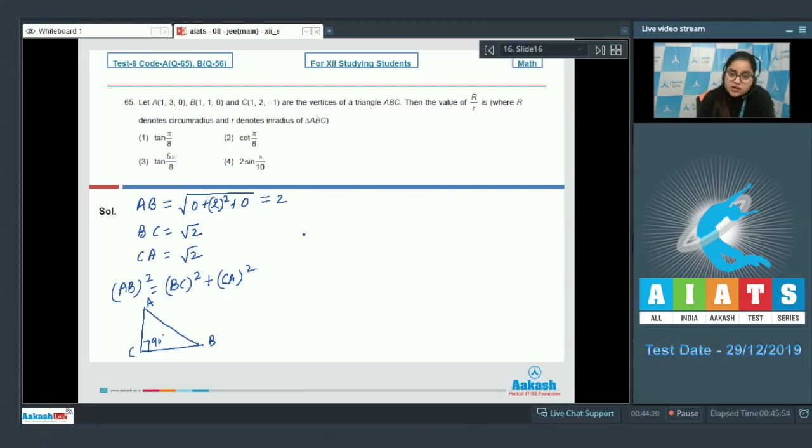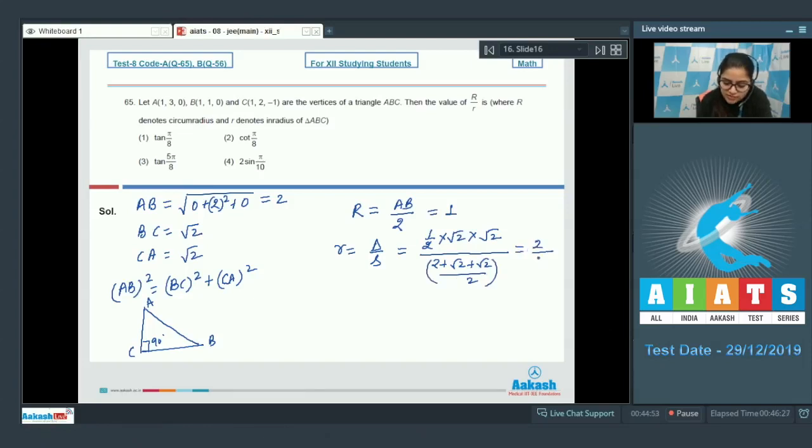So now you can say easily circumradius is equal to half of the hypotenuse, so that is equal to 1. Now small r is equal to delta upon s, where delta is the area of triangle ABC, that is 1 by 2 into BC into AC, that is root 2 and root 2, divided by small s, that is 2 plus root 2 plus root 2, divided by 2.